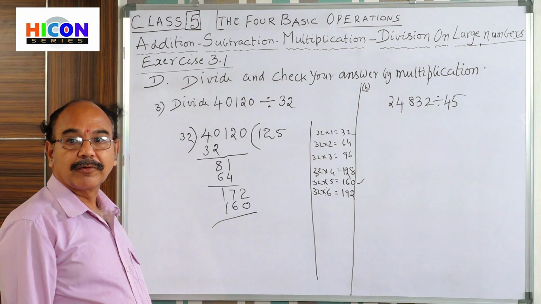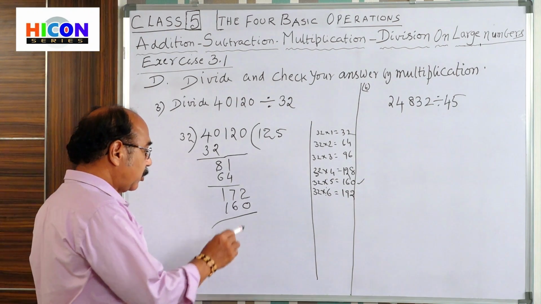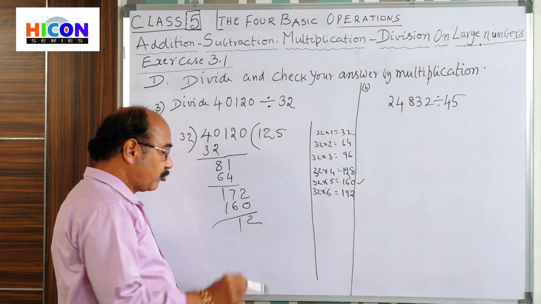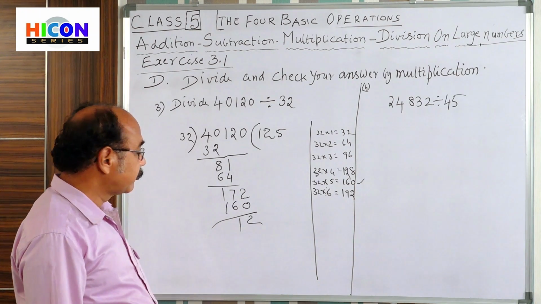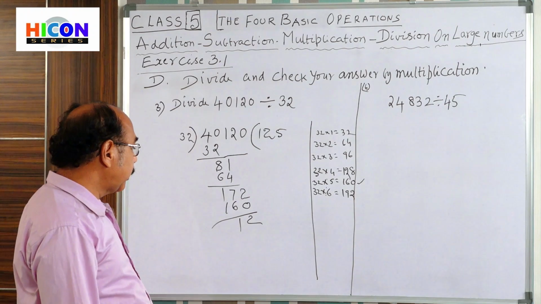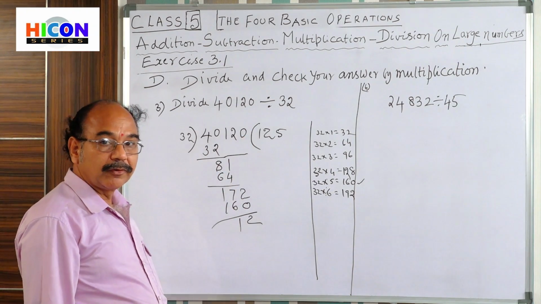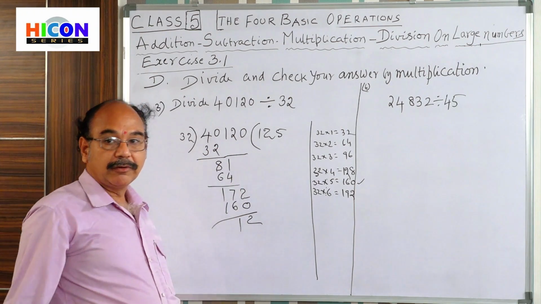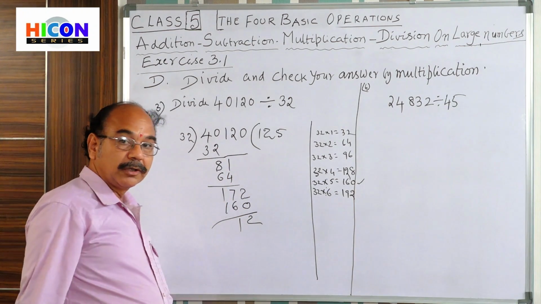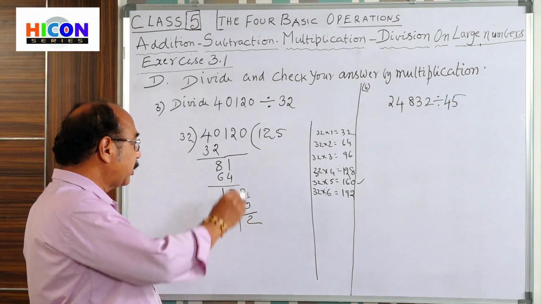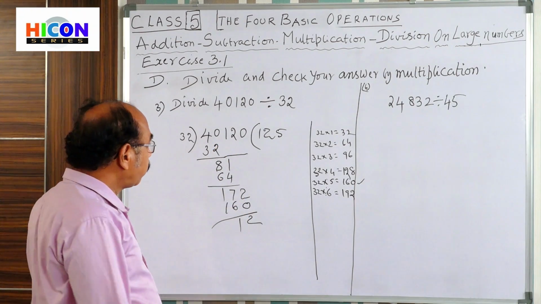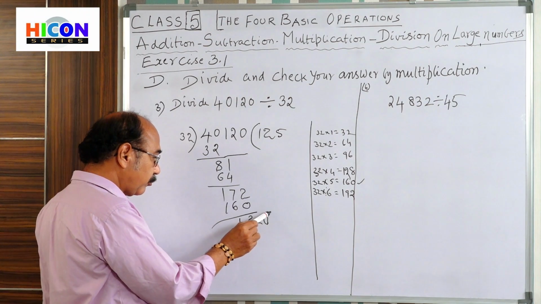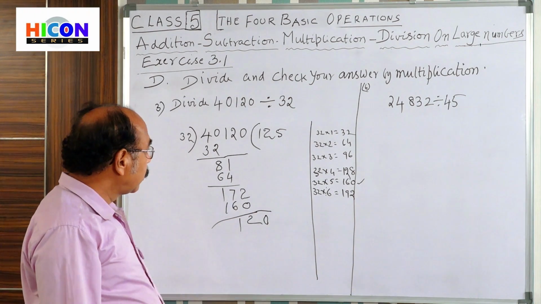Subtract. Here 2 minus 0, 2. 7 minus 6, 1. 12. Now, from the dividend, we can get one more. That is the last one, 0 is there. That we bring down from the dividend. That means 0 is to be brought down. Now 120.